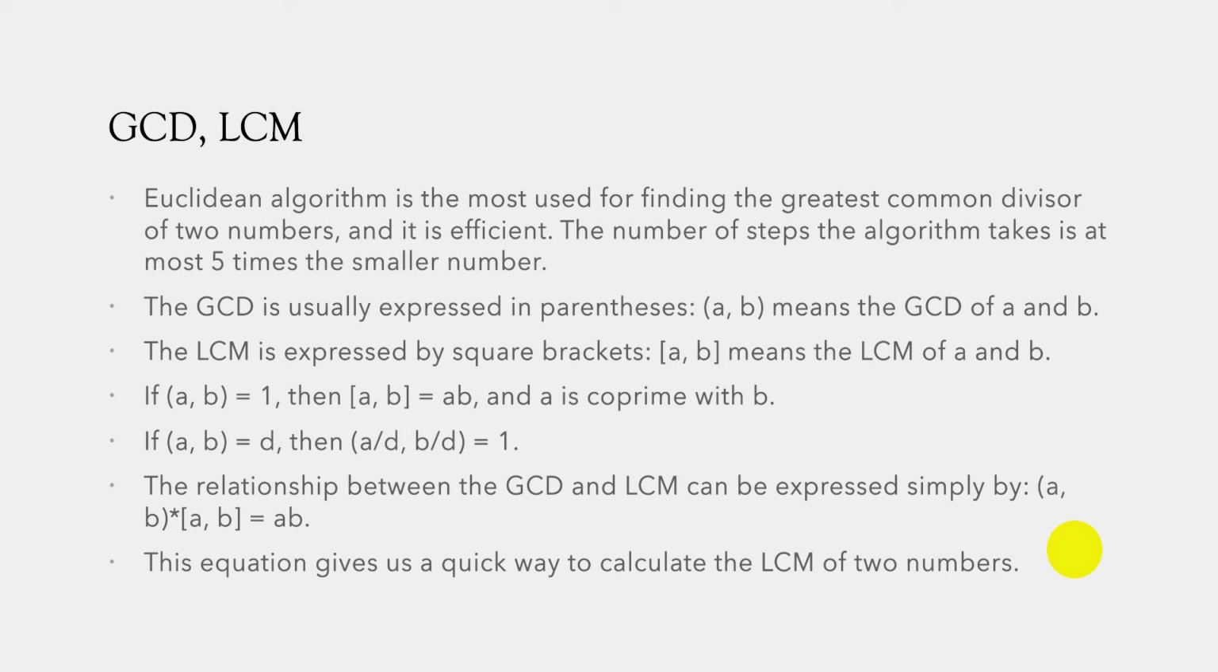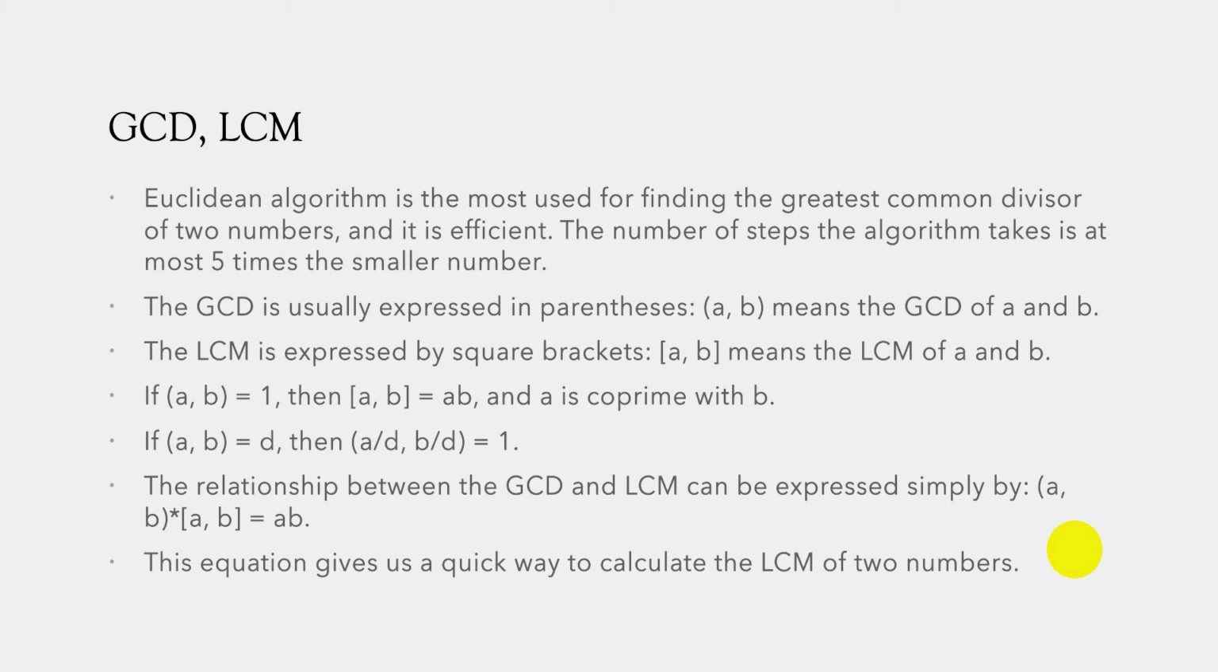So a comma b in parentheses means the greatest common divisor of a and b. The least common multiple is expressed by square brackets. So a comma b in square brackets means the least common multiple of a and b.